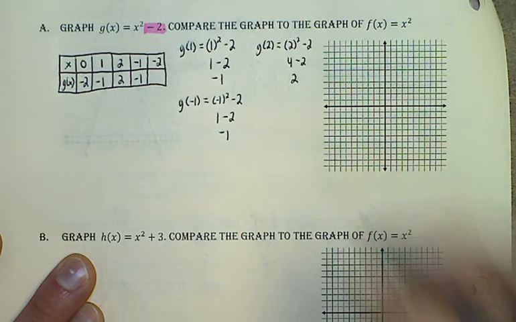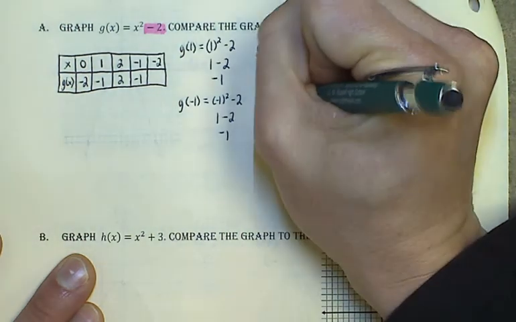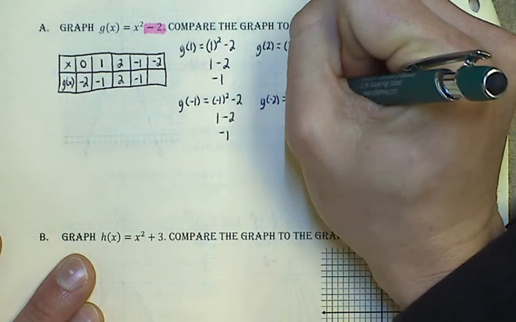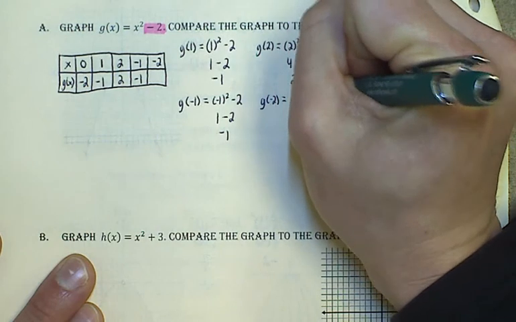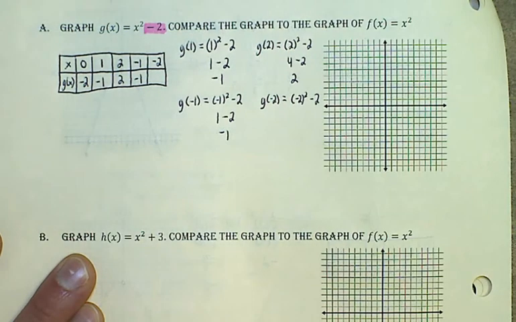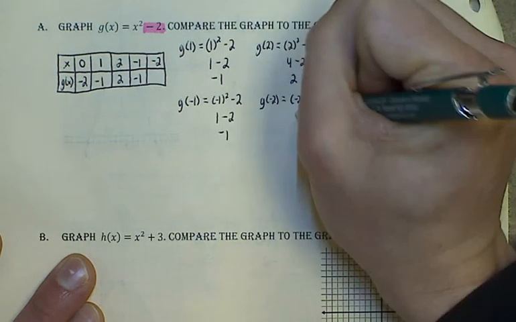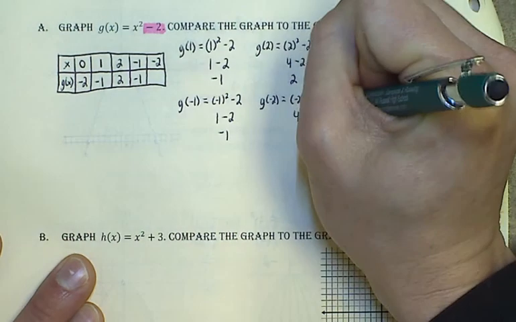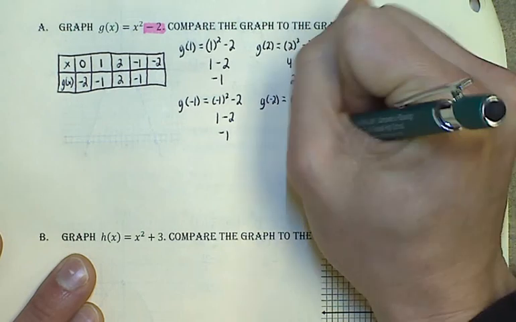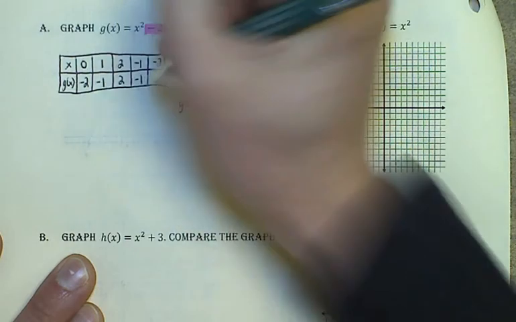Let's check the other one. G of negative 2. So I've got negative 2 squared minus 2. Well, negative 2 squared, negative 2 times negative 2, is positive 4. Minus 2 is 2. So it did hold true. It did exactly what it was supposed to.